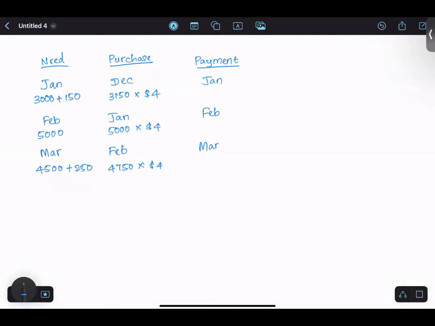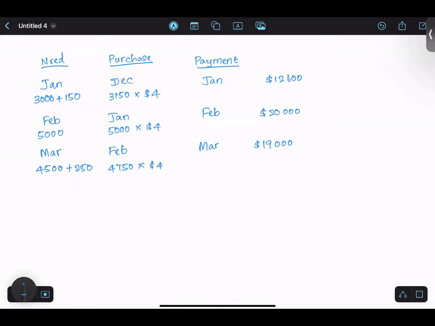So your total purchase cost will be, in the month of December, 3,150 into 4, which is 12,600. For the month of January, it will be 20,000. For the month of March, it will be 19,000. So let me repeat it shortly, people.